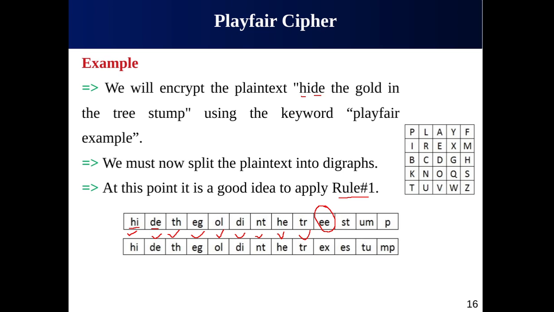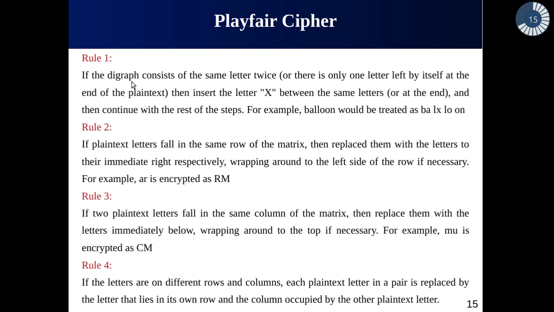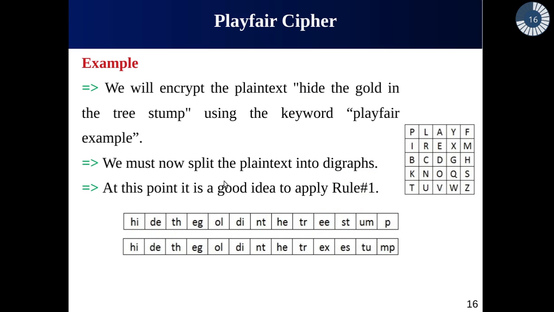Now in this case you have to apply rule number one. According to rule number one, you have to replace the second letter with X, and this letter will be combined with the next letter. There is S, ES. Then T will be combined with U, TU. M will be combined with P, MP. So according to rule number one, if a digraph consists of the same letter in the same cell, you need to put an X instead of the second letter. And also according to rule number one, if the last cell contains a single letter, then you have to use the X there as well. Now we have applied rule number one.